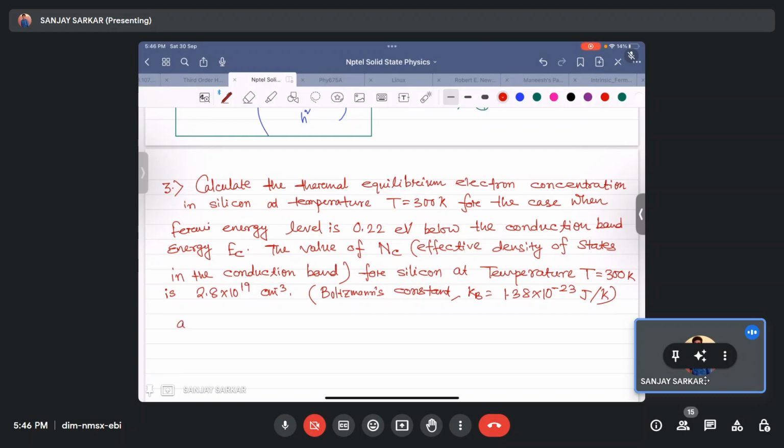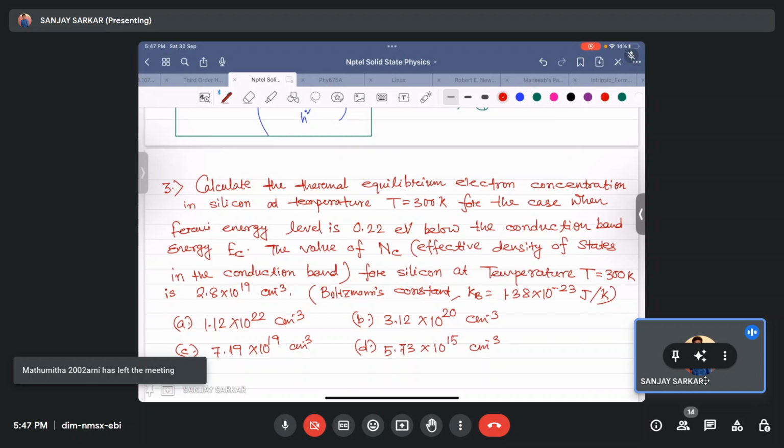Now again this is an MCQ type question, and these are the options. Option A is 1.12 into 10 to the power 22 centimeter cube inverse. If you can do it, then please start doing. I'll write down the options. Option B is 3.12 into 10 to the power 20 centimeter cube inverse. Option C is 7.19 into 10 to the power 19 centimeter cube inverse, and option D is 5.73 into 10 to the power 15 centimeter cube inverse.